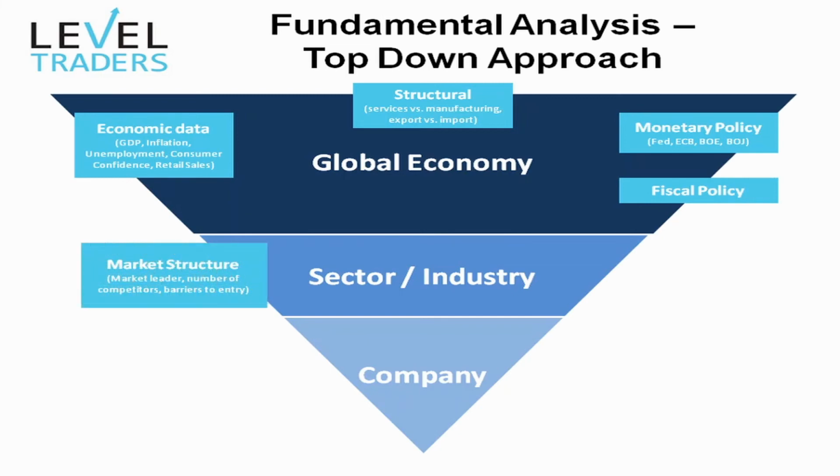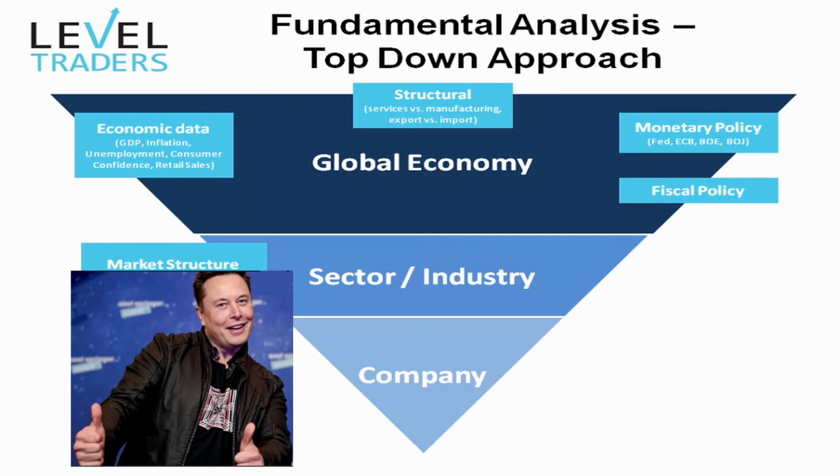Then if we look at the next level down, within sectors and industries, one of the things to look at is market structure. So who's the market leader, the number of competitors, barriers to entry. So everyone will know this guy, Elon Musk. Elon has a big share of the electric vehicle market because Tesla was the first one there. So they dominate sales in the US for electric vehicles.